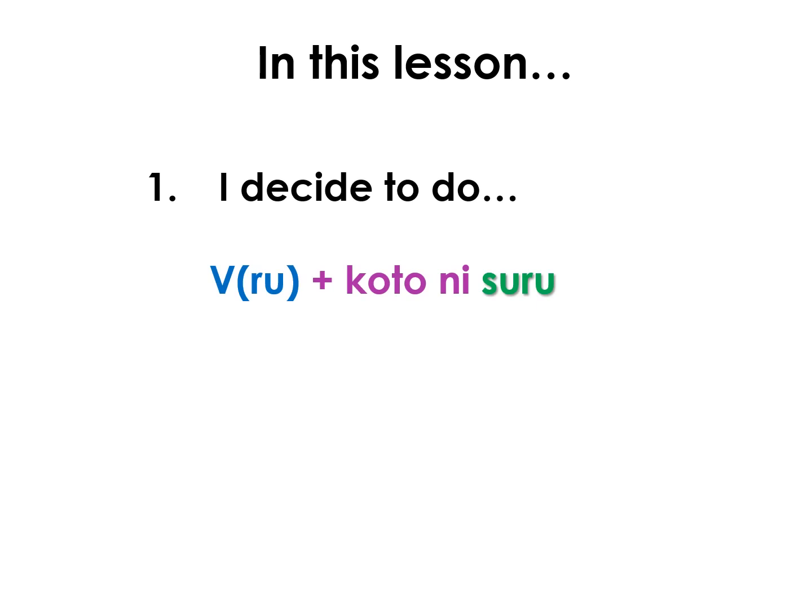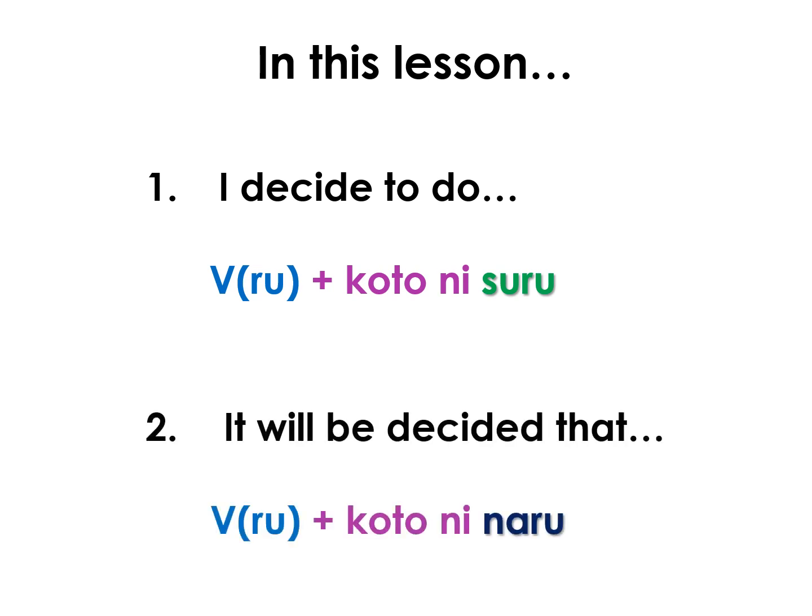In this lesson, you'll learn how to express "I decide to do nantoka nantoka" using the conjugation ru koto ni suru, where ru is the dictionary form of the verb. You'll also learn to say "it will be decided that nantoka nantoka" to express what other people have decided for you, using the conjugation ru koto ni naru, where again ru is the dictionary form of the verb.